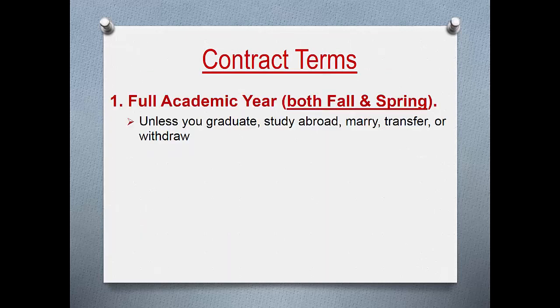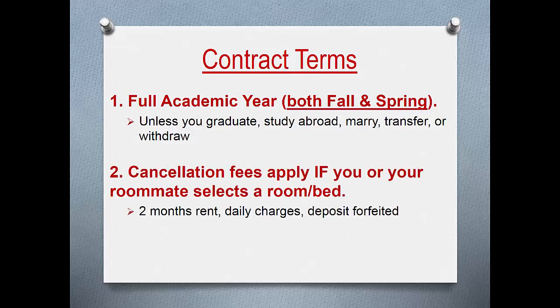The housing contract goes into effect once you or your roommates select a room, which means you're agreeing to live here for both the fall 2018 and spring 2019 semesters. Also, the housing cancellation fees apply if you cancel after you or your roommate selects a room, so don't use this as a backup plan.